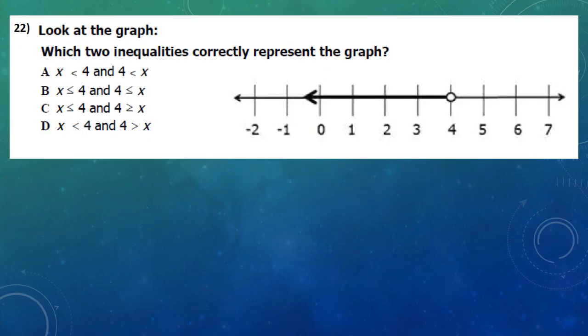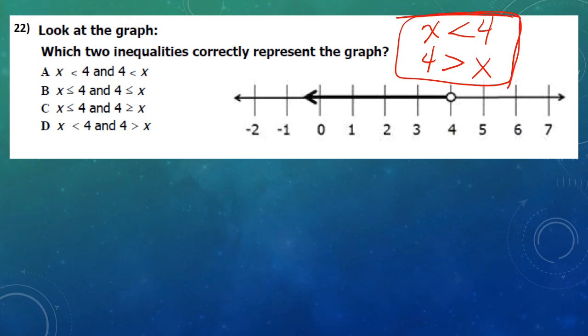So we're going to look at the graph. We need to figure out which two inequalities correctly represent this graph. And so once again with graphing, we can write it two ways. With the variable on the left and the number on the right, we know that this x has to be less than 4. And then if we rewrote it a second way with our variable on the right, we can say that 4 is greater than x. And so what we have to do now is match up our answer right here that we wrote out, so we're showing our work for our problems, to one of these answers here, A, B, C, or D. So let's go ahead and take a look at these.